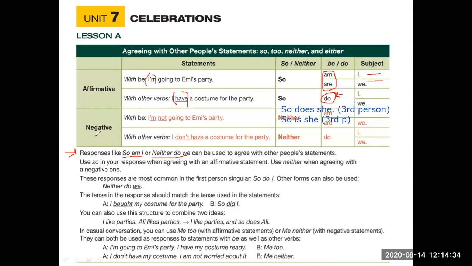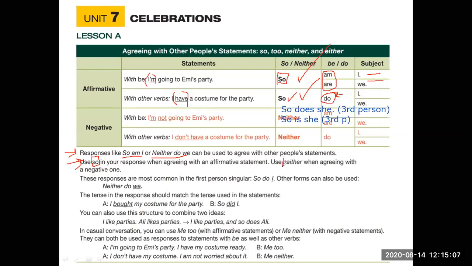Another rule that you have here is to use so in your response when agreeing with an affirmative statement. So am I. So are we. If the statement is positive and you agree with that statement, that means you are going to use so. So am I, so are we, so does she, so is she, because the agreement is positive.